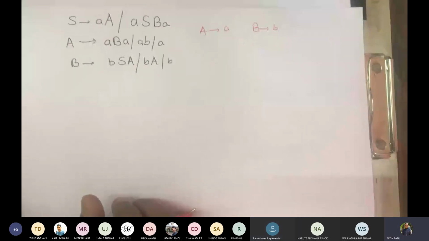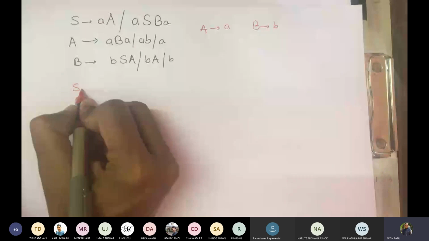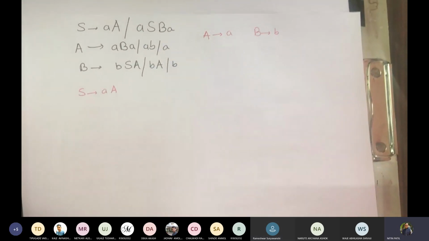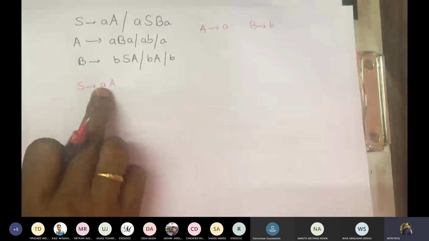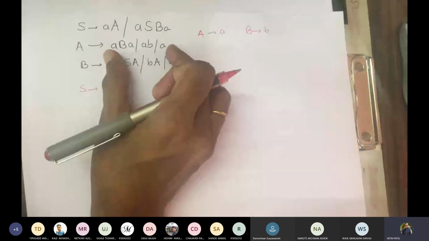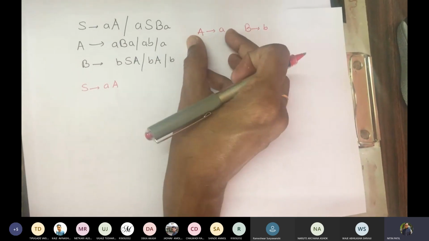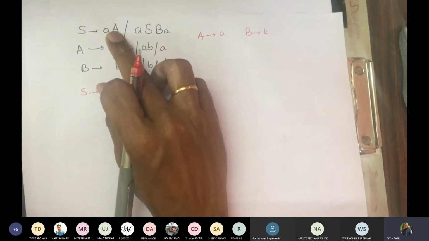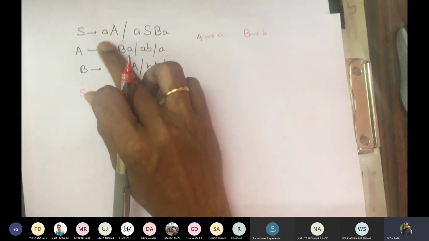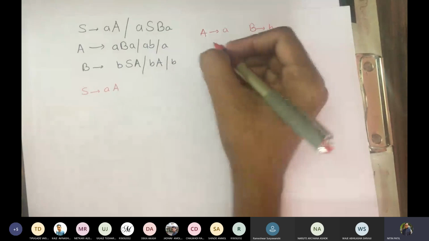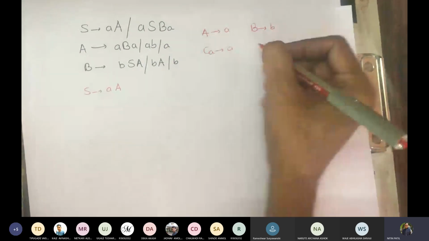Correct. Now let us pick one by one. Let me pick first. S gives A. What should I do? I cannot write capital A here, though A is giving a, because if I write capital A here, it is going to replace everything. It is not capital A, it is small a. Otherwise, your language changes. Correct? So that's why always introduce a variable like this.